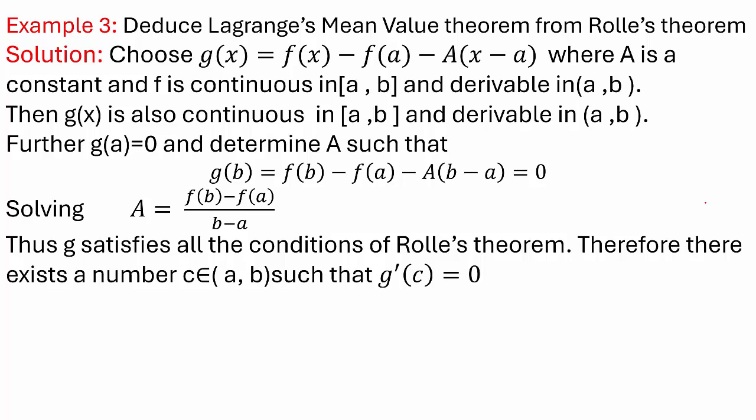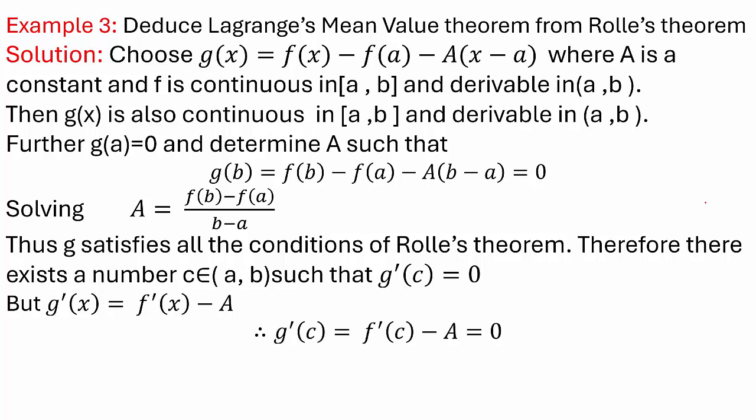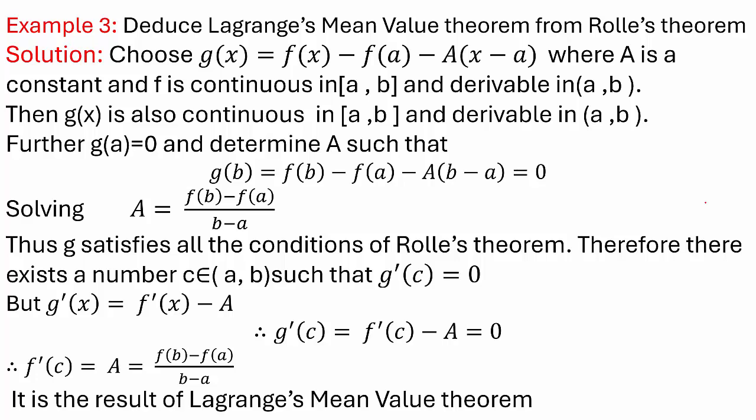g(a) equals g(b), and therefore there must exist a point c in the open interval (a, b) such that g dash c equals 0, but g dash x equals f dash x minus A. Therefore, g dash c equals f dash c minus A equals 0, and A equals f dash c, whose value is (f(b) minus f(a)) divided by (b minus a). Thus, Lagrange's mean value theorem is obtained.